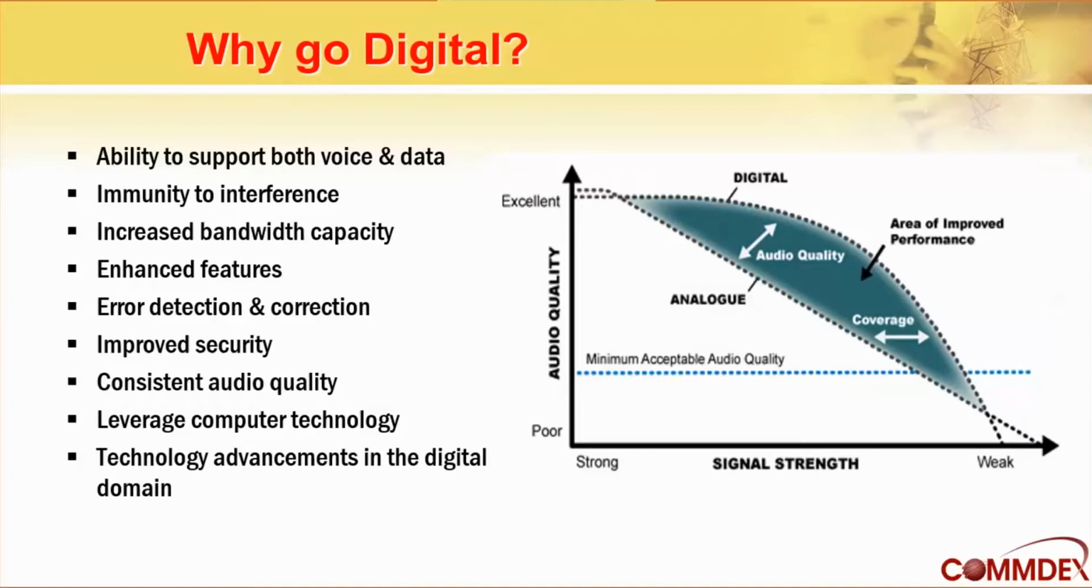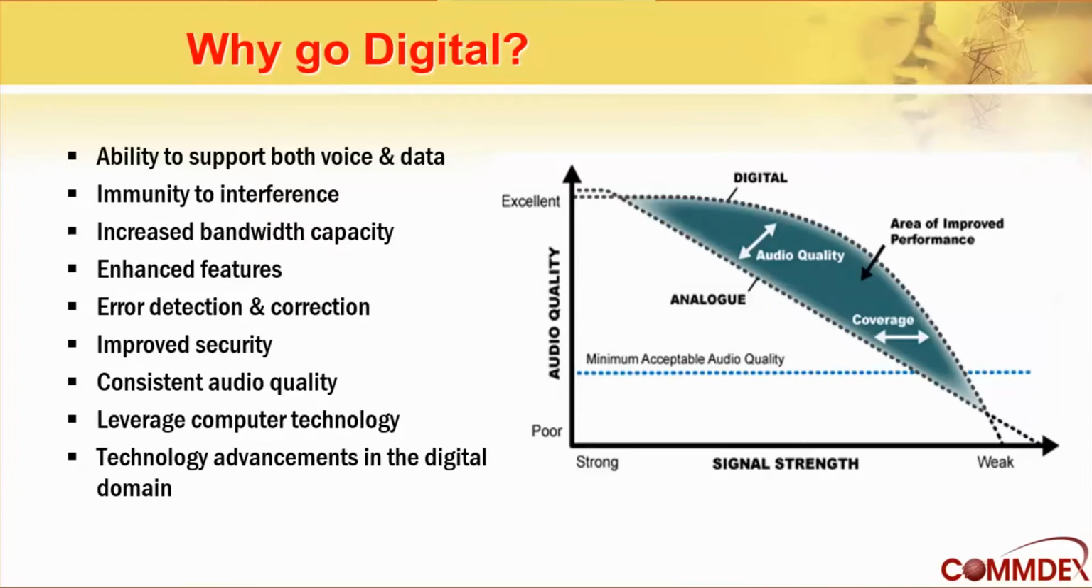Computer technology. Now we're able to leverage all the advances in computer technology. When we have infrastructure, we can use commercial grade items, switches and routers and servers that the computer industry uses, and we don't have to develop specific proprietary devices anymore. We can use off-the-shelf equipment. All the technology advancements are happening in the digital domain, so that's why we want to go there.